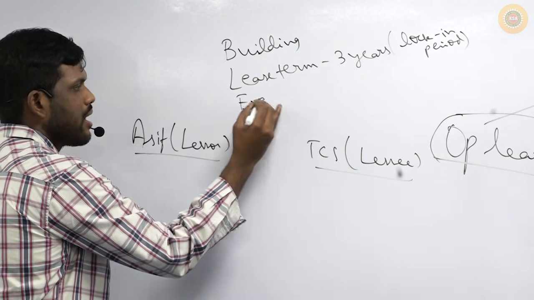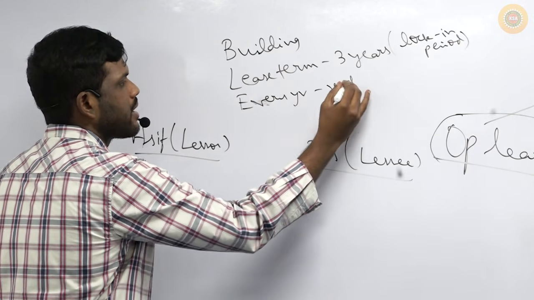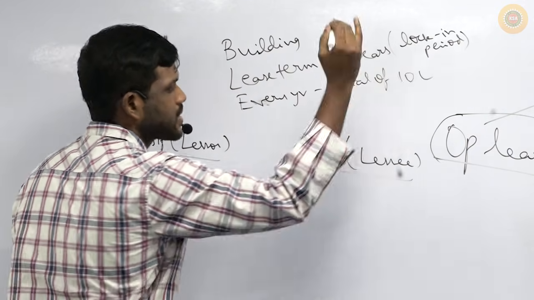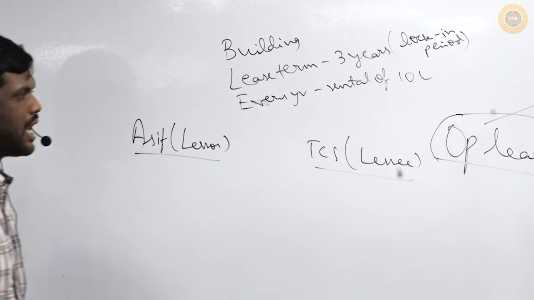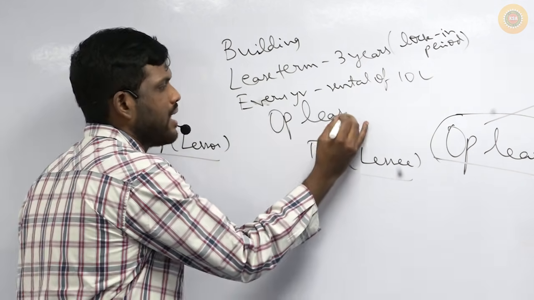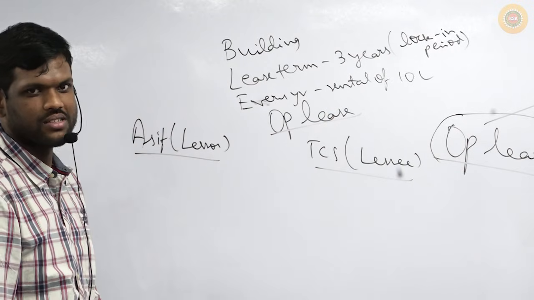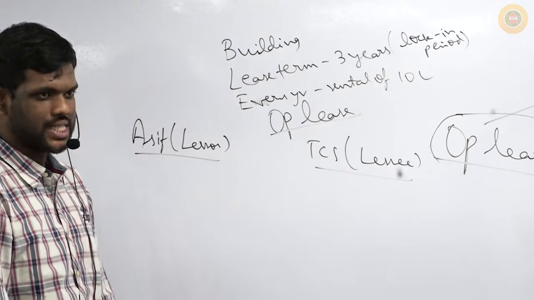Every year I have to pay him a rental of 10 lakhs. The rental is 10 lakhs per annum. Who is the owner of this building? Asif. I am taking it for using. I am the lessee, Asif is the lessor. And we have concluded that this is an operating lease. Sir, you have concluded, not we. Let's go, this is an operating lease.